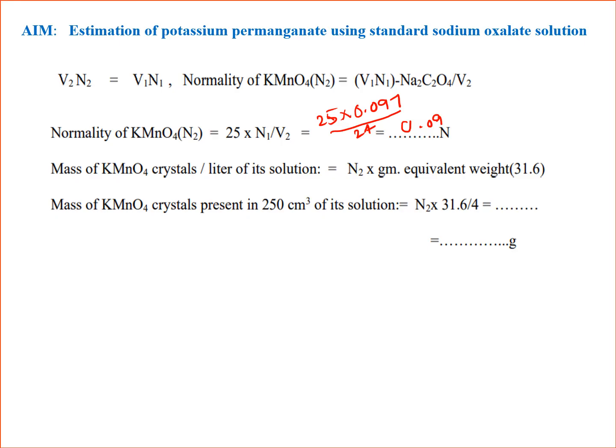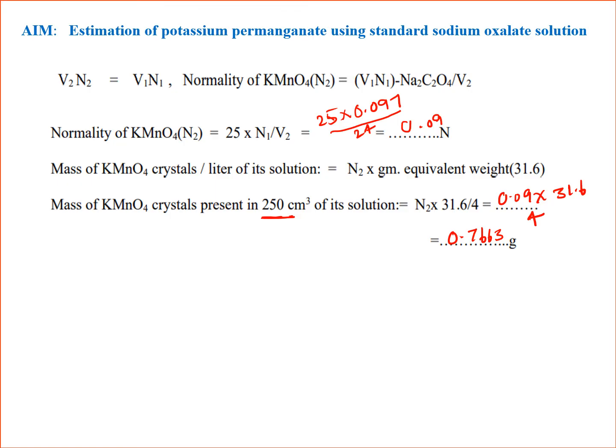Then you substitute the normality of KMnO4, that is 0.09, into 31.6. This 31.6 is the equivalent weight of potassium permanganate divided by 4. Why? Because we are going to calculate for 250 cm cube of solution. Then the weight we get is 0.7663 grams present in the 250 cm cube of solution. Right? So this is the method to estimate the amount of KMnO4 dissolved in 250 cm cube of solution.